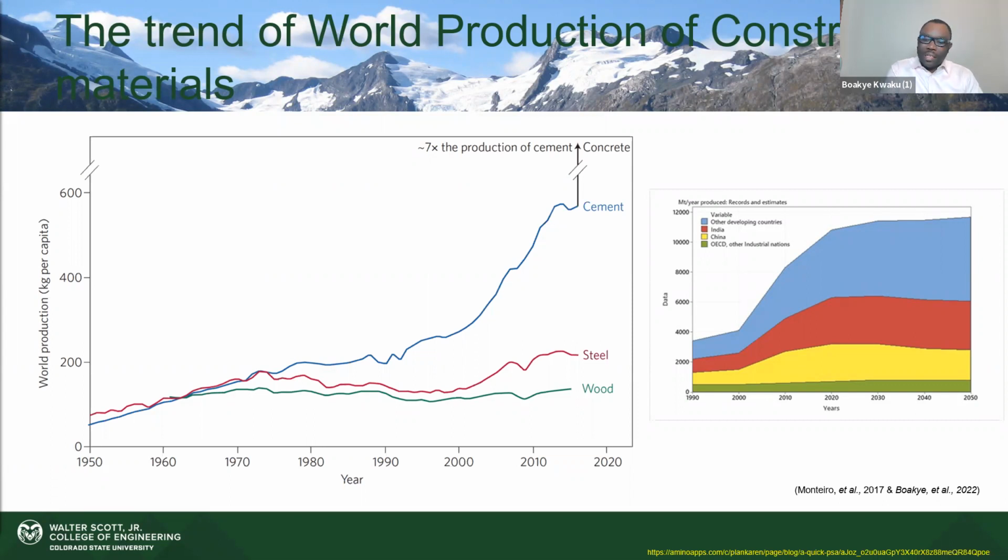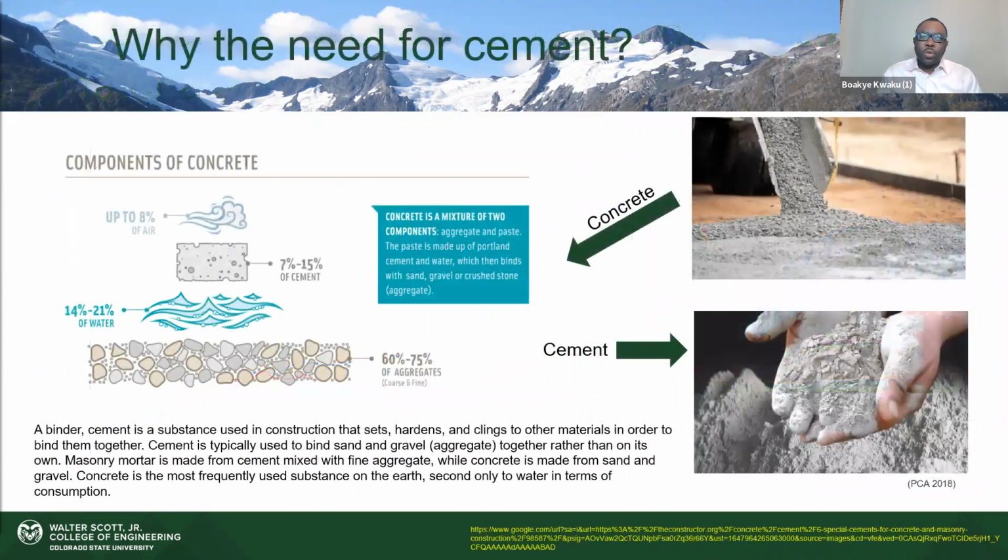Why is it that cement is so much required? The text slide shows this. Cement is used in concrete. So every infrastructure that you see around, cement is used in concrete. What is concrete? Concrete is a composite mixture of cement, ranging between 7 to 15%, some air, and 14 to 21% of water. What we add to it is aggregate, and it is all mixed together to get concrete.